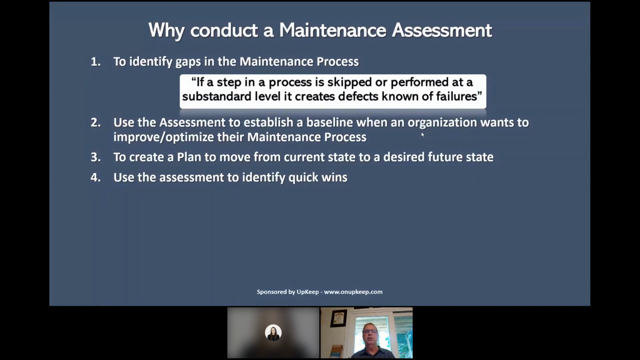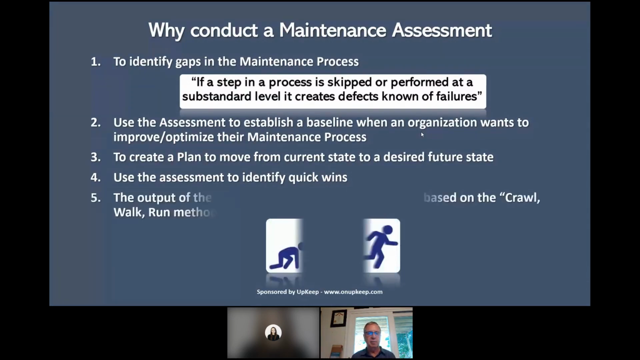Use the assessment to identify quick wins. What are quick wins? There's something like you guys are talking about preventive maintenance. If you did a PM optimization, so this is a quick win. If you were to conduct a PM optimization in one of your worst operating areas and do it to standard, the change that you would make on those assets would be incredible. I mean, the reliability would increase dramatically.